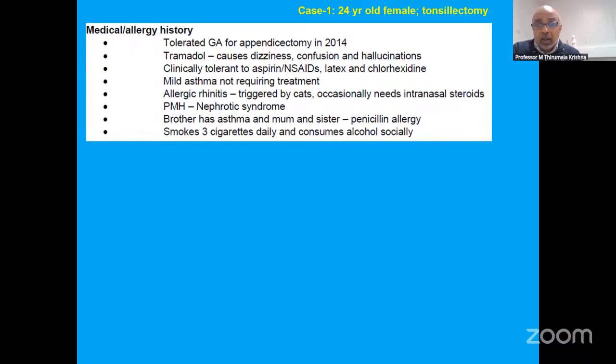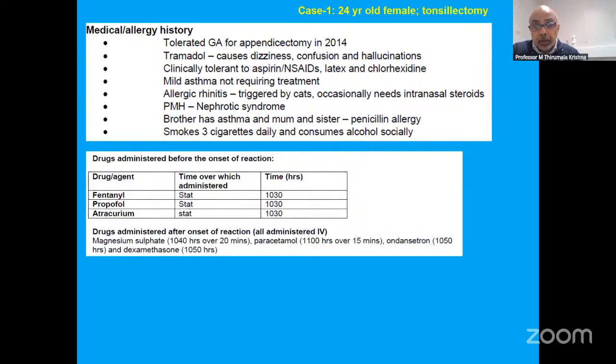And other than some intolerance reaction to tramadol, which caused some CNS symptoms, they have no previous history of drug allergy. They are clinically tolerant to latex and chlorhexidine. That's a routine question asked in the pre-anesthetic clinic. They have mild asthma, which is not really requiring any treatment. They are atopic, they have allergic rhinitis, and they are known to have nephrotic syndrome. There's a family history of penicillin allergy in the patient's brother, and the patient is a smoker. So that's the relevant medical history.